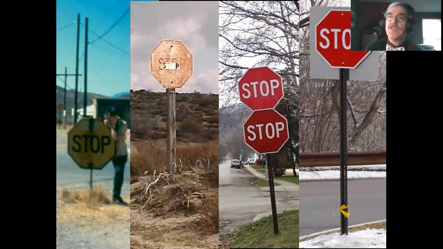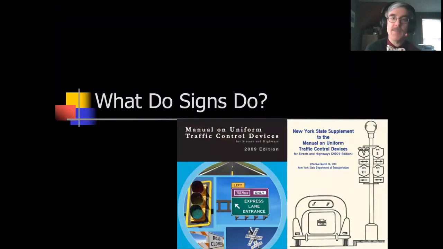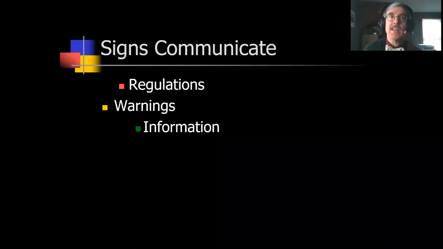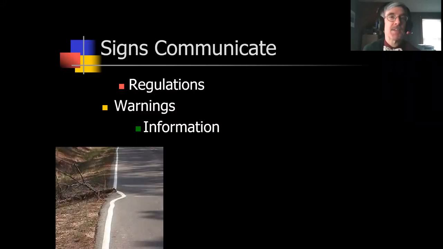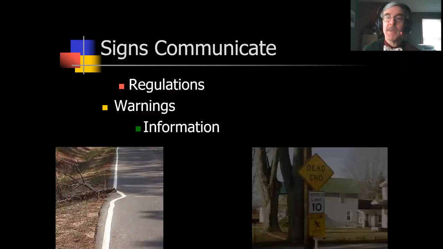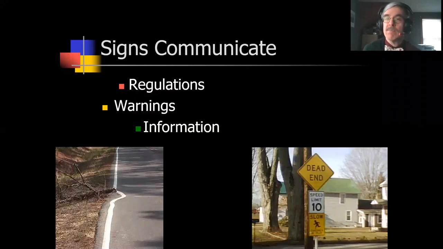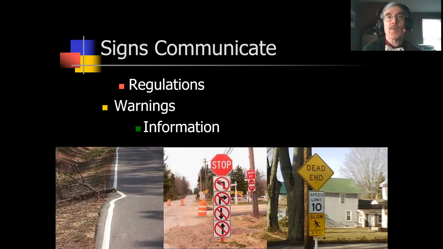So what do signs do for us? Why do we have signs? Well, signs, whether they're from a national or a state handbook or just a supplement, do really three things. They communicate our regulations, our warnings, and our information. But good signage does this really well. Poor signage might communicate something else, like that we're lazy, that we speed on our own dead-end roadways, where the only people driving there should be people who live on the road or visiting. Or my favorite, we don't know where we're going.